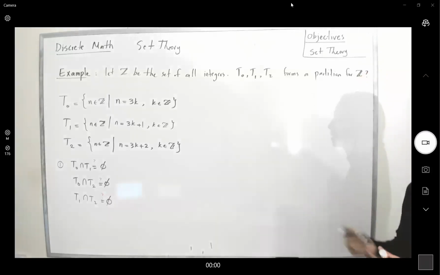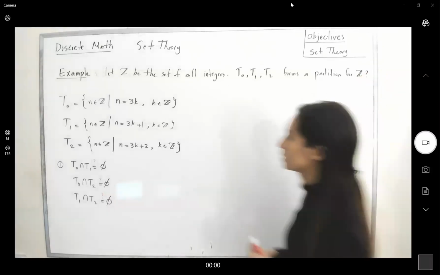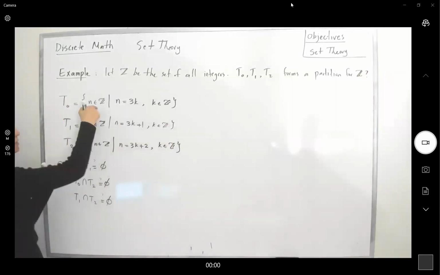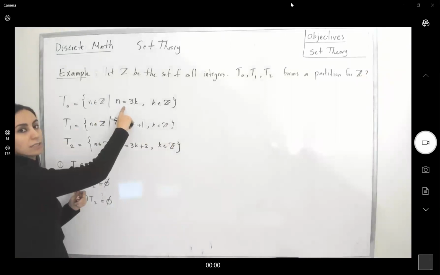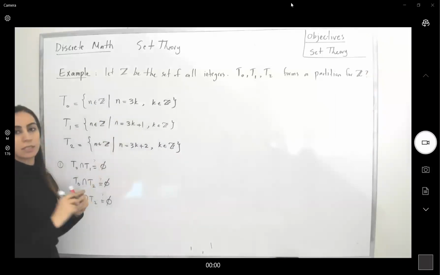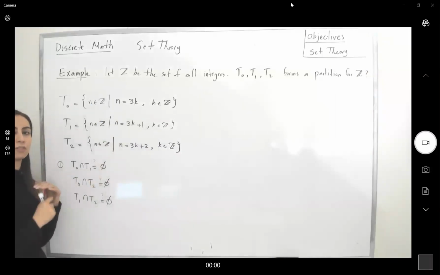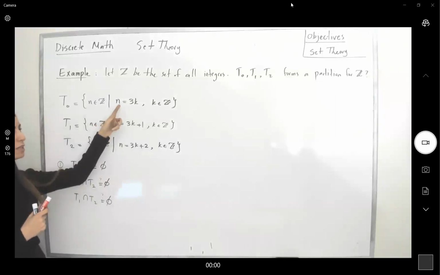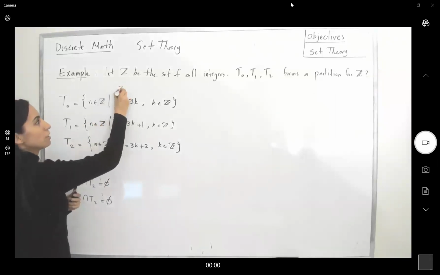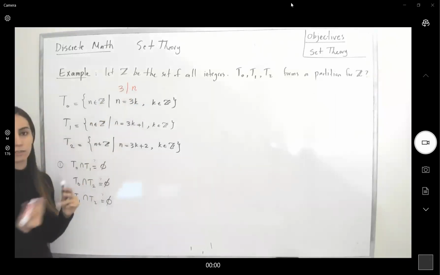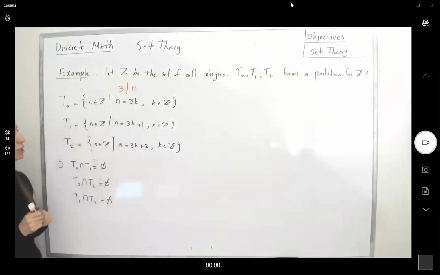Okay, so what is T sub 0? T sub 0 is the set of all integers such that n is equal to 3k plus 0. So n is 3k. It means that 3 divides n. That's the meaning of that. That's how we define it.